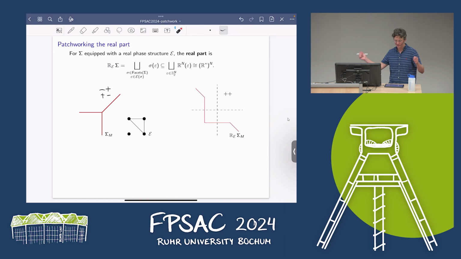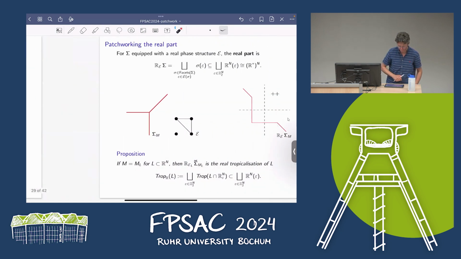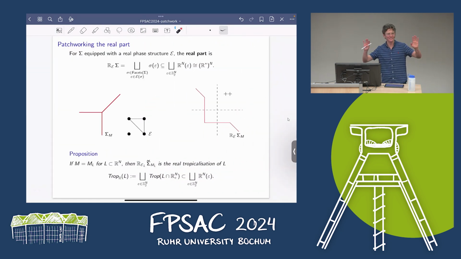So again, R maps to R positive by the exponential map. Just in case you want to think about tropicalization and real tropicalization, this proposition just says that what we've just constructed is the real tropicalization of the variety. If we tropicalized orthant by orthant, we would get this picture. But if we have an oriented matroid that doesn't come from a real linear space, then we have something new here.